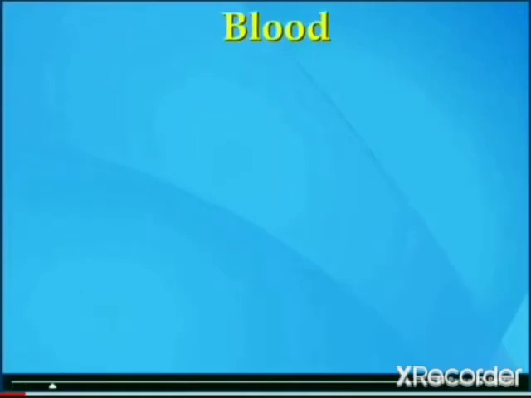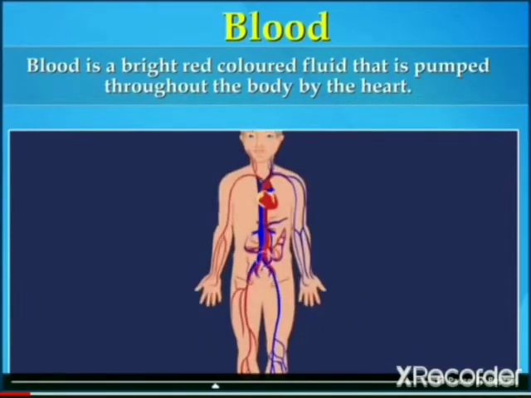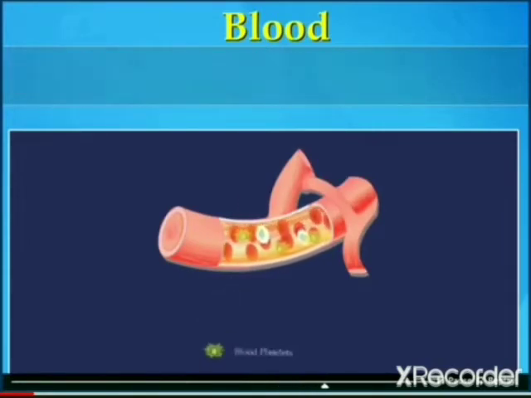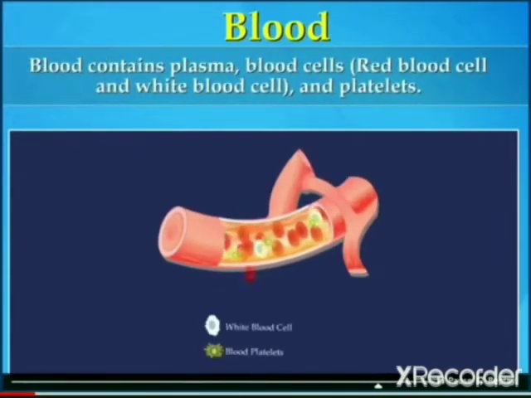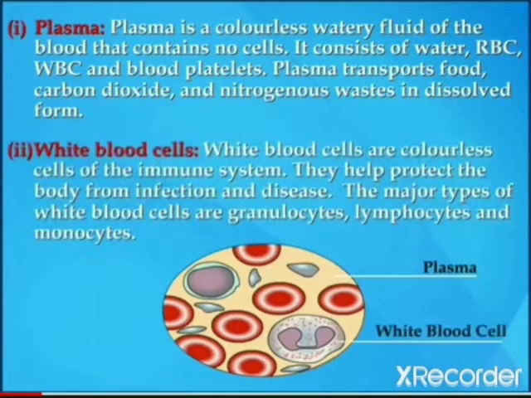As you see in the diagram, the blood is a bright red color fluid that is pumped throughout the body by the heart, and it flows in the arteries or veins. It consists of plasma, blood cells and blood vessels. Plasma is a colorless watery fluid of the blood that contains no cell. It consists of water, RBCs, WBCs and blood platelets.